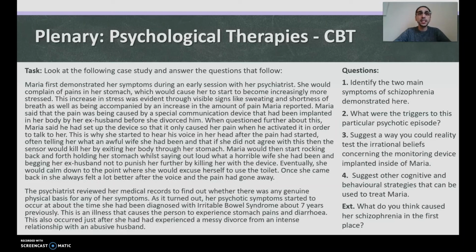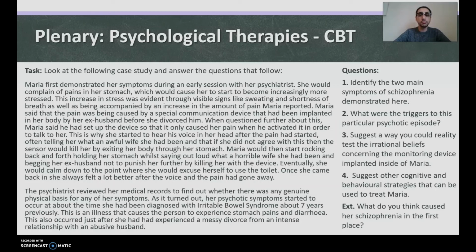Maria said that the pain was being caused by a special communication device that had been implanted in her body by her ex-husband before she divorced him. When questioned further about this, Maria said he had set up the device so that it only caused her pain when he activated it in order to talk to her. This is why she started to hear his voice in her head after the pain had started, often telling her what an awful wife she had been, and that if she did not agree with this, then the sensor would kill her by exiting her body through her stomach.